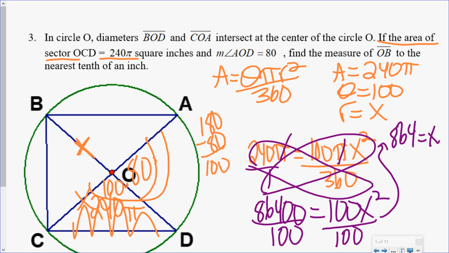864 equals x squared. Now, this is an algebra thing. To get rid of the squared, I do the square root. So I type in the square root of 864 into my calculator. It's asking for the answer to the nearest tenth. I got 29.4.